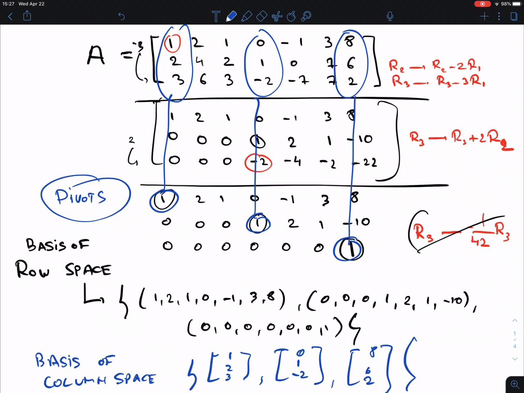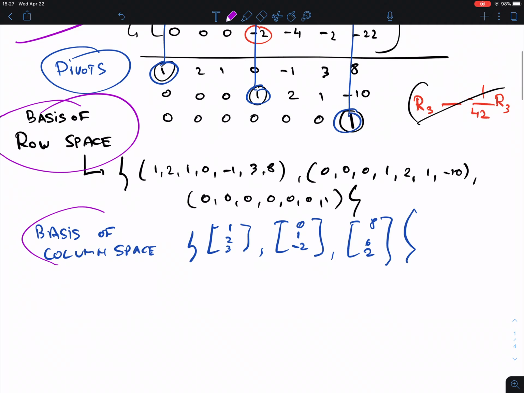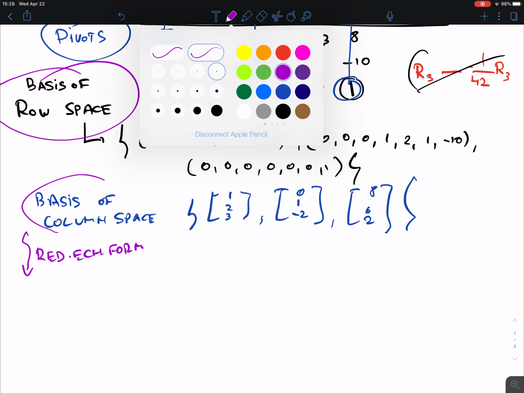The null space requires more. Let me point out where we are. At this point we have an echelon form. That's the phase 1 part. Once we have the echelon form, we can find the basis of the row and column space. But for the null space, we now need to go to the reduced echelon form, which is the so-called phase 2 in our row reduction. Okay, so let's do that.